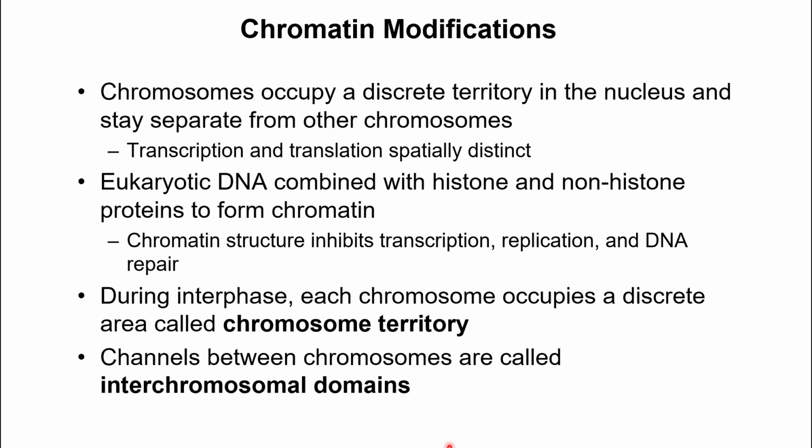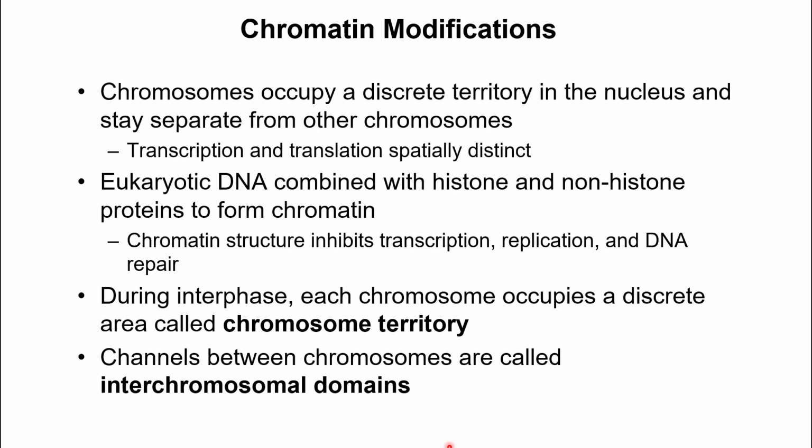There's additional non-histone proteins that are also associated with the DNA, and that's what forms what we call our chromatin. And chromatin, it inhibits transcription, replication, and even DNA repair. It doesn't allow the enzymes associated with those processes to be involved. And so before we can transcribe, replicate, or even repair DNA, we have to move those histones and other proteins out of their way.